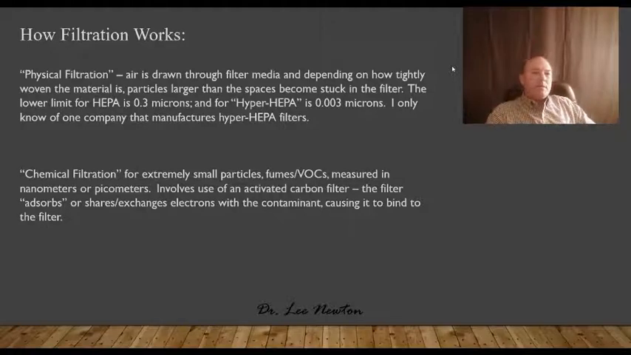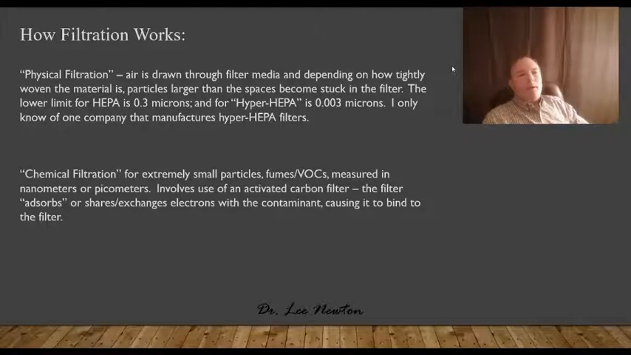Now let's talk about filtration. I made up two terms for ease of understanding. I don't know if they're legitimate terms or not, but they are for the purposes of this presentation. We're talking about physical filtration, as when air is drawn through filter media and stuff is filtered out of it, stuff like dust particles and whatnot. It depends on how tightly the filter material is woven together in terms of how small it can filter.